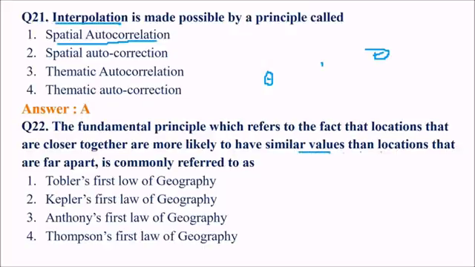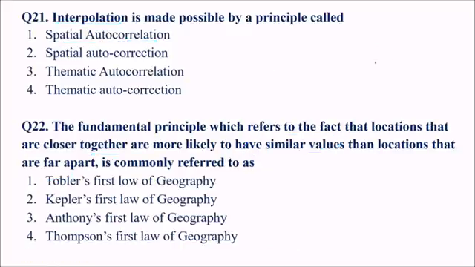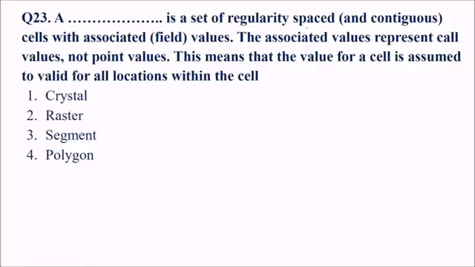Next, the fundamental principle which refers to the fact that locations that are close together are more likely to have similar values than locations that are far apart is known as, answer, given the answer. The answer is Tobler's first law of geography. This says that locations that are close together are more likely to have similar values than locations that are far apart. This is Tobler's first law of geography.